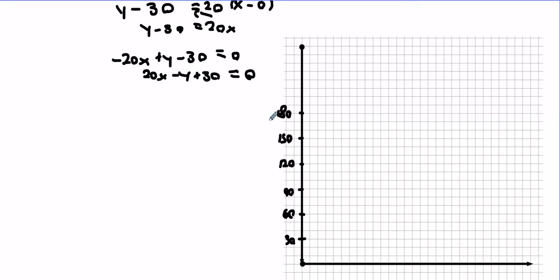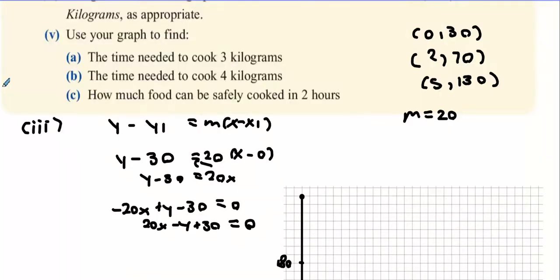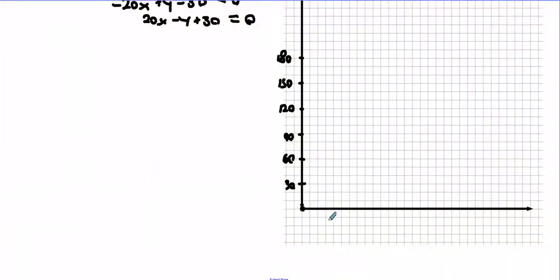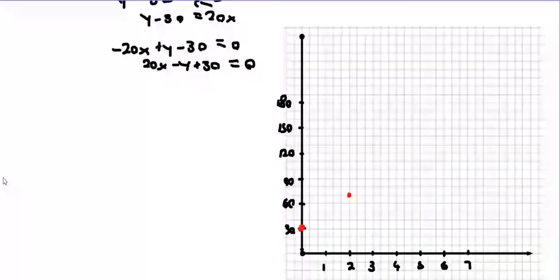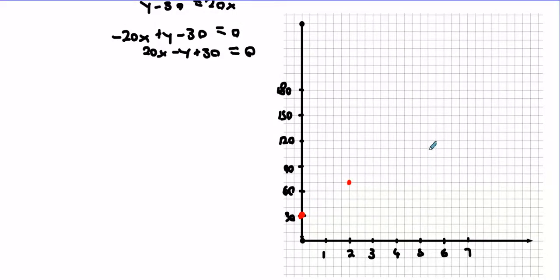Okay, so this is time on the y-axis and then kilograms on the x-axis. So this will be 1 kilogram, 2 kilograms, 3 kilograms, 4 kilograms, 5 kilograms, 6 kilograms, and 7 kilograms. Right, now look what happens. You have 0, 30, which is this point here. And then what did we say? We had 2, 70. So 70 is here. And we also had 5 kilograms took 130, which I believe is here.